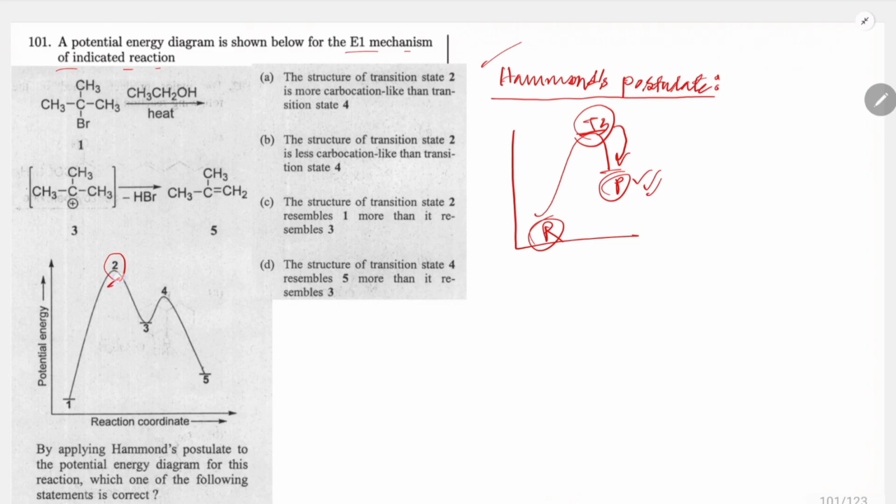So one can see that the second transition state resembles 3 more. In the first statement, the structure of transition state 2 is more carbocation-like. This is 3. Yes, that is more carbocation-like. Then for transition state 4, that is not true, because transition state 4 is closer to 3. So in the resemblance between transition states 2 and 4 with the carbocation, 4 resembles 3 more than 2. So this is a wrong answer. And the structure of transition state 2 is less carbocation-like than transition state 4. That is true. So the correct answer will be B.